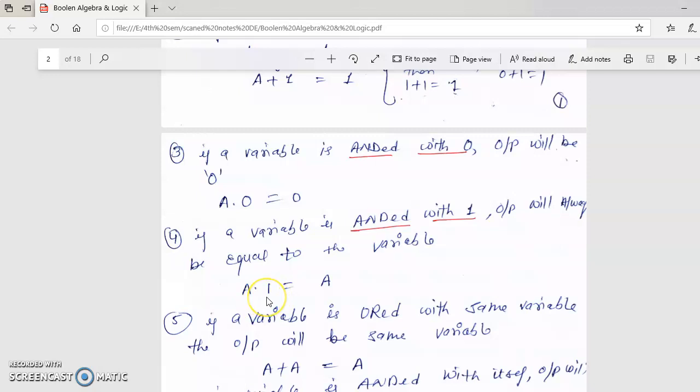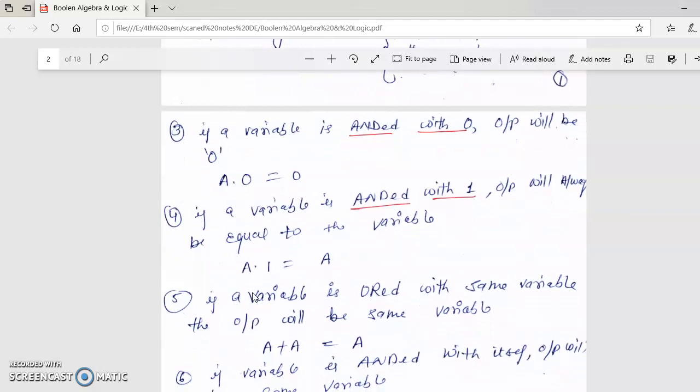If A equal to 0, then we get 0. 0 is the value of variable A. If A equal to 1, then 1 dot 1 is always equivalent to 1. Means A is 1, the value of variable A. So it is proof that if a variable is ANDed with 1, the output will always equal the variable.